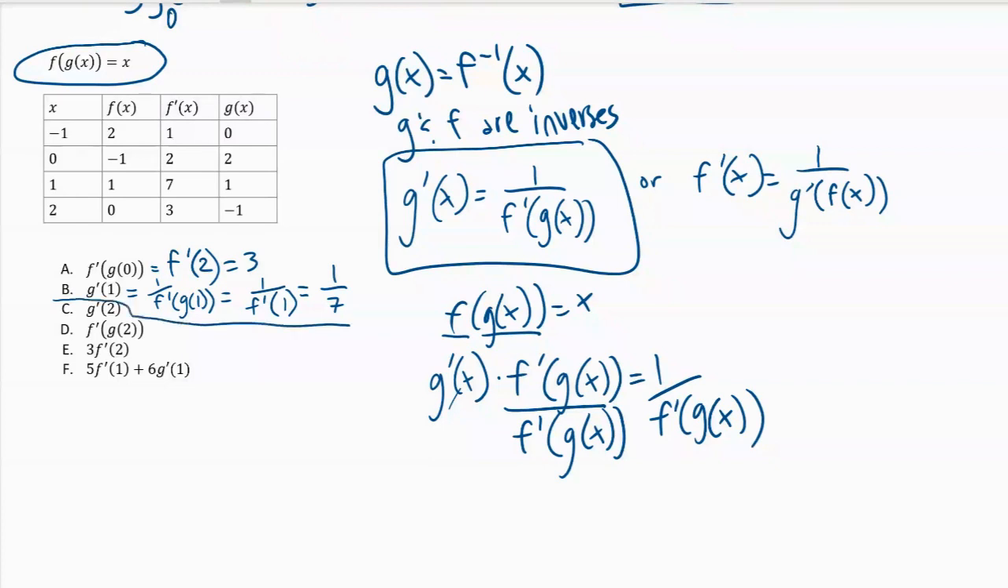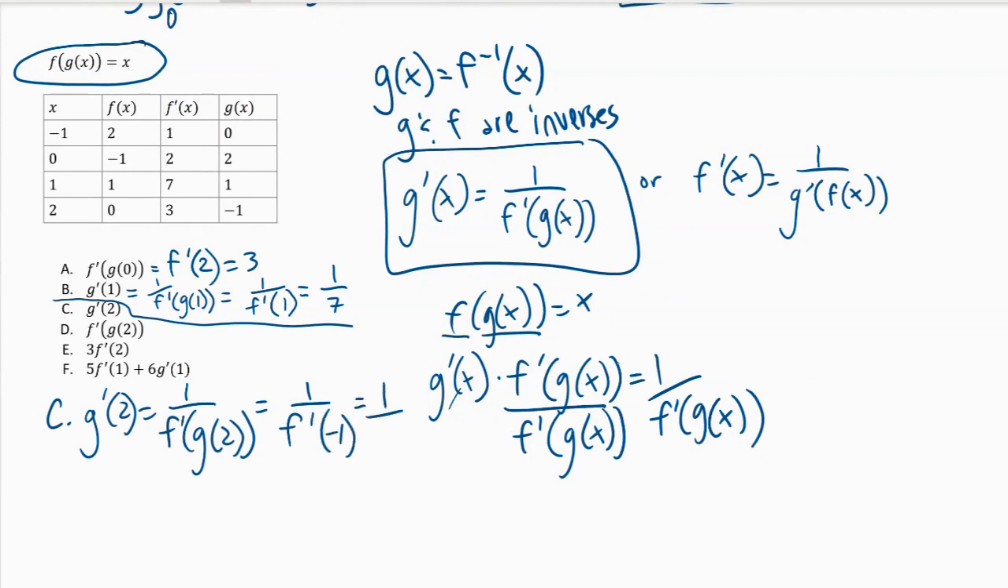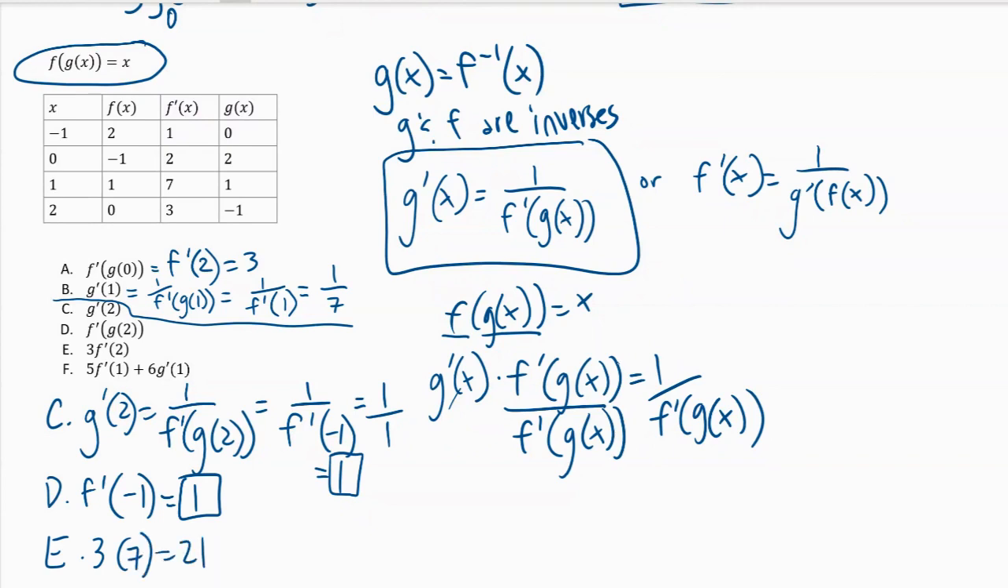I'm running out of space here, so let's do C down here. G prime of 2 is 1 over f prime of g of 2, which is 1 over f prime of negative 1. F prime of negative 1 is 1, so we just get 1 for part C. For D, we have f prime of g of 2. G of 2 is negative 1. F prime of negative 1 is 1. For E, 3 times f prime of 2. Okay, so this is pretty straightforward. F prime of 2 is 7. So we just get 21.